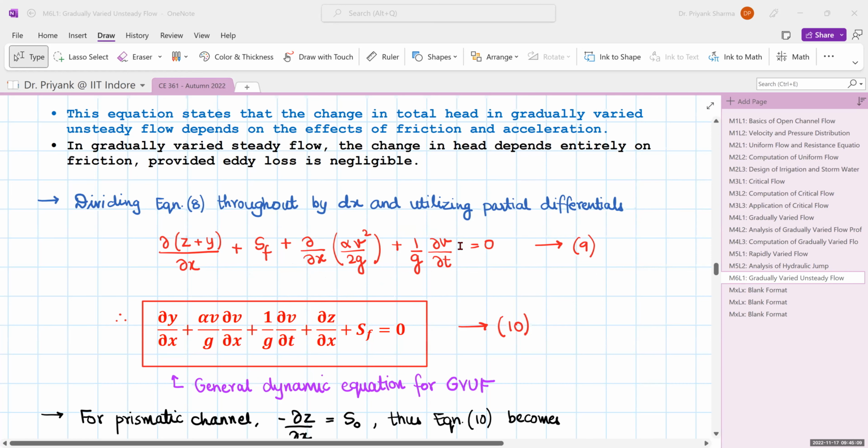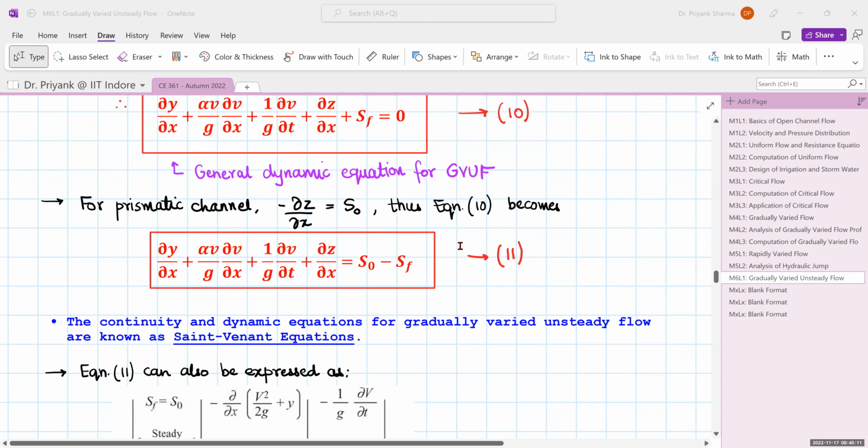But if you consider a prismatic channel, minus of del z by del x is S naught, that is the bed slope. If we refine this equation, it becomes this form where on the RHS we have S naught minus Sf. Combining the continuity and dynamic equations for gradually varied unsteady flow, they are also known as the Saint-Venant equations.